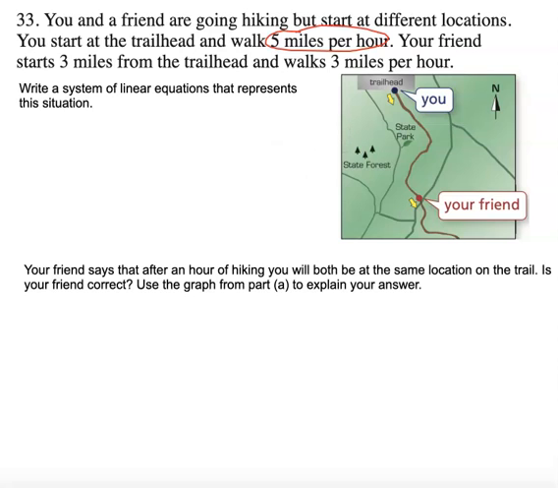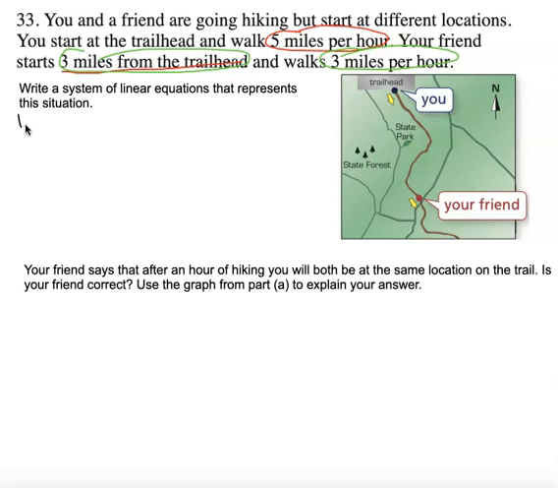Okay, your friend starts his walk 3 miles from the trailhead, so he's a little bit ahead of you. Right, so he's 3 miles ahead of you, or from the trailhead, and walks at 3 miles per hour.